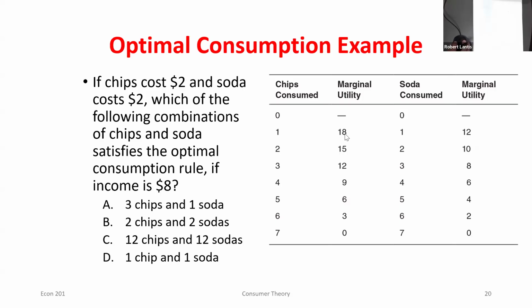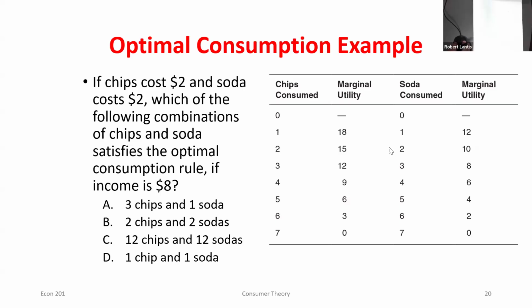So will I buy the first bag of chips or the first can of soda? 18 is greater than 12, so I'll buy that first bag of chips. Will I buy the first can of soda or the second bag of chips? 15 is greater than 12, so I buy the second bag of chips. I've now spent 2 plus 2, $4. I have $4 remaining. Will I buy the third bag of chips or the first can of soda? I'm indifferent.